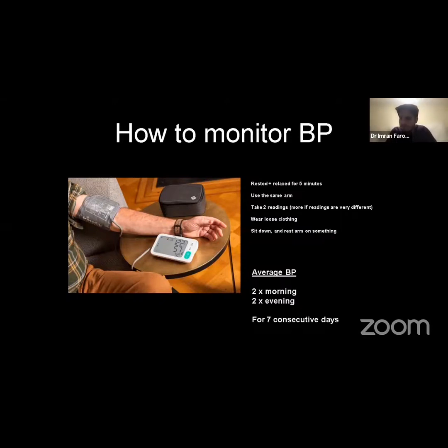And as mentioned before, we're not particularly interested in just one reading because one reading doesn't give us that much information. The best way to check your blood pressure and get a really nice, accurate reading is to do it over 7 days. So if you want to do two in the morning, 1 minute apart, two in the evening, 1 minute apart, and do that for 7 days in a row. If you write them all down on a piece of paper, if you're able to, then work out the average, and that's the important number.